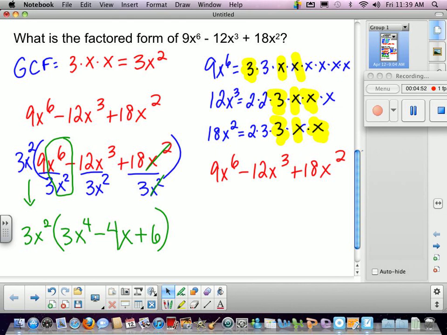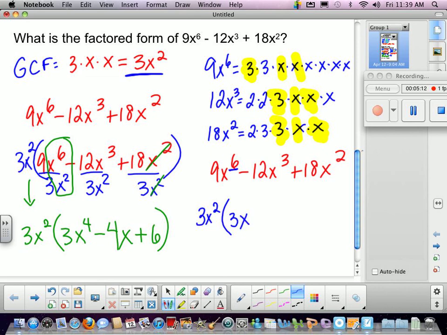A second way of thinking about this: if we know we have a GCF of 3x squared, we go ahead and take the 3x squared out. What would you have to multiply 3 by to get 9? That would be 3. If you already have 2 x's, how many more do you need to get to x to the 6th? You need 4. Bring your minus down. What do you have to multiply 3 by to get 12? 4.